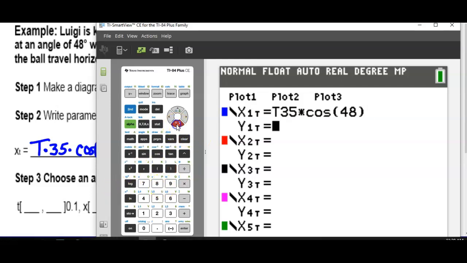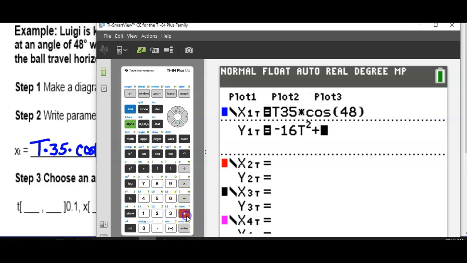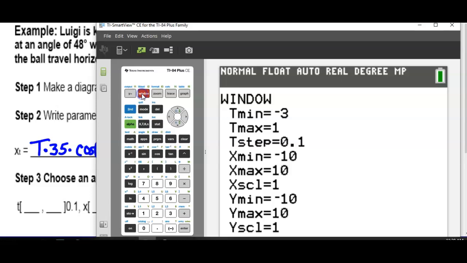And if we go down here, we have negative, make sure it's a negative 16t squared plus, and then it's the same thing but with a sine, so it's t 35 sine 48. You can put multiplication symbols in there, but it knows to multiply it all anyway. And then plus 2 feet on the back. All right, now again, your window, t is time.